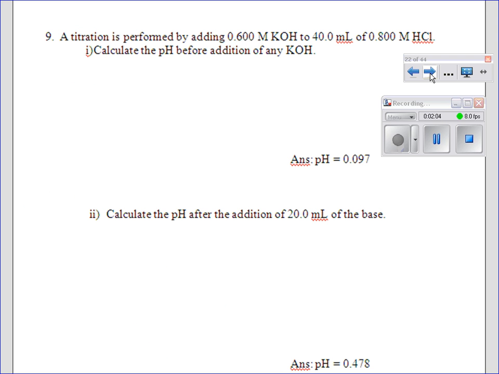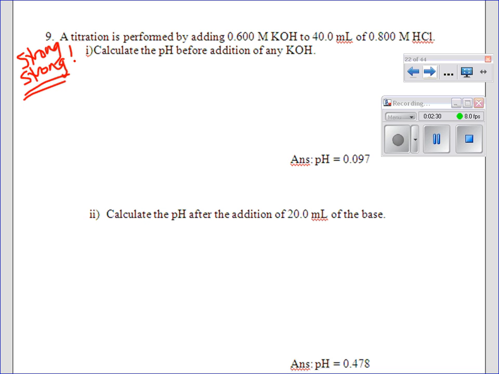All right, number 9. We're going to create the curve. We're going to build the curve. So it says a titration is performed by adding 0.6 molar KOH to 40 mL of 0.8 molar HCl. So let's classify. What type of curve is this? What type of titration? Good. This is a strong, strong. These are our easy ones to calculate. You're basically going to do stoichiometry tables.